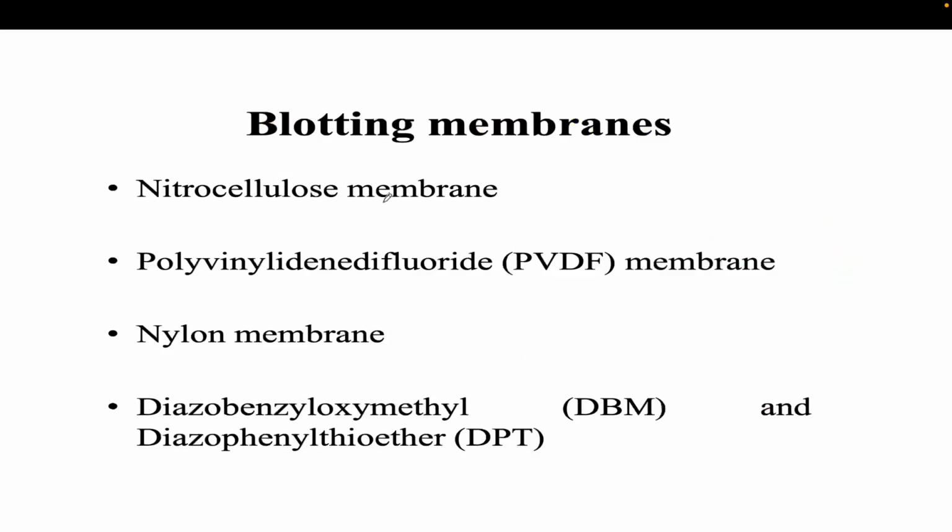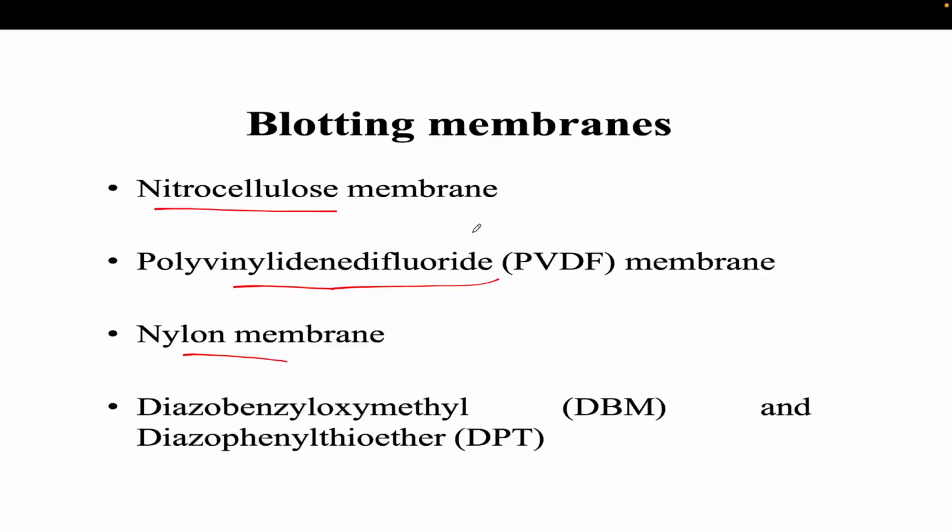There are different types of blotting membranes we generally use in our lab: the nitrocellulose membrane, PVDF membrane, nylon membrane, and DBM and DPT membrane. The nitrocellulose and PVDF membranes are generally used for protein samples. They are also used for DNA and RNA samples, but the most common use of this type of membrane is protein. DBM and DPT are generally used for RNA samples. So these are the different types of membrane.